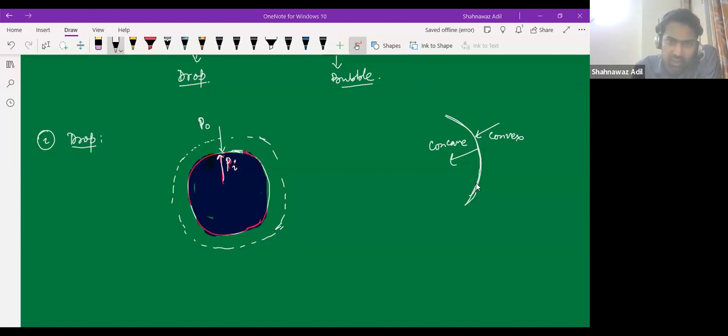Yeah. So P inside, PO is concave. Which one is bumped up? Which one is carved? Yeah, which one is bumped up and which one is the carved one? Right?